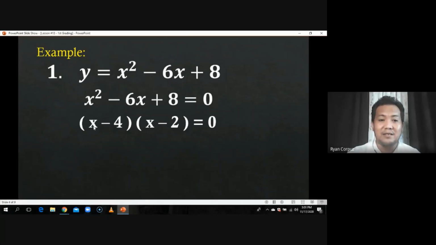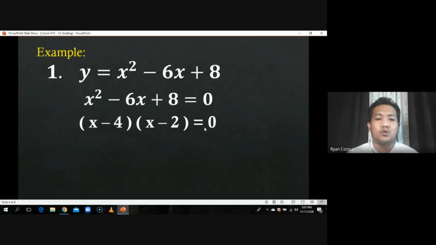Again, the first terms, the factors of x squared, is x times x. Then the second terms of its factors are the factors of 8 that when added, the sum is negative 6. That would be negative 4 and negative 2. That's why it's minus 4 and minus 2, then equal to 0.